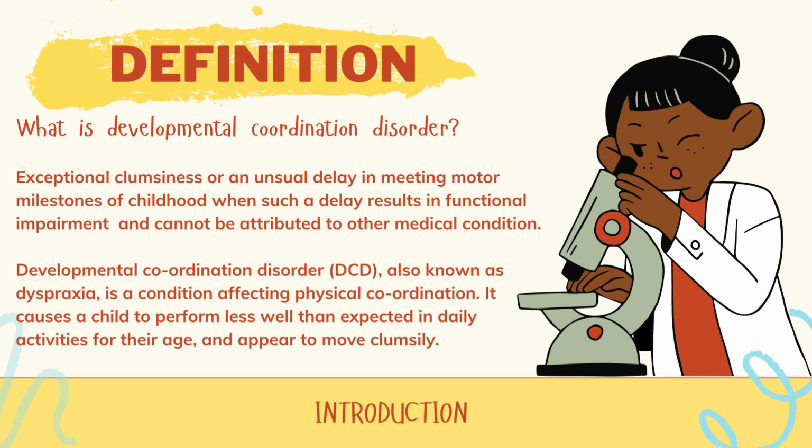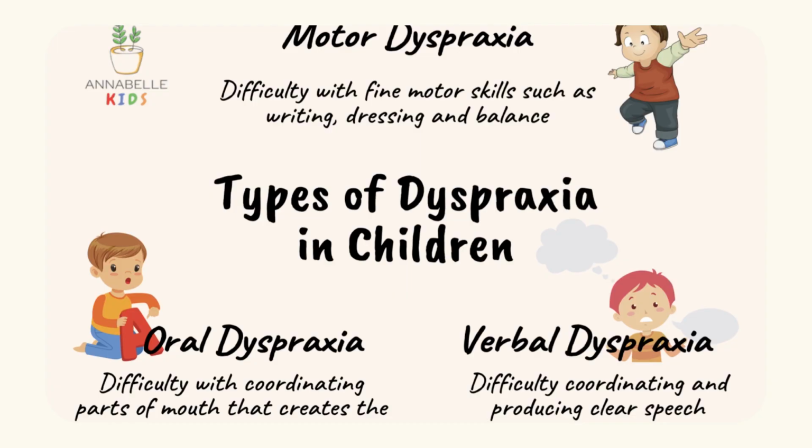So what is dyspraxia? Now we are going to talk about dyspraxia because DCD is quite similar to dyspraxia. Dyspraxia is a condition affecting physical coordination. It causes a child to perform less well than expected in daily activity for their age and appear to move clumsily. As I mentioned before, dyspraxia and DCD are similar. Now I'm going to talk about the types of dyspraxia in children. There are three types.